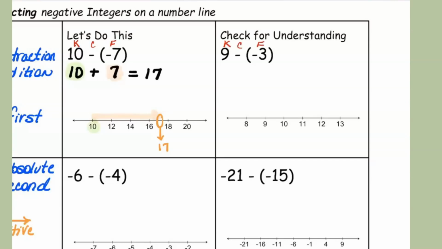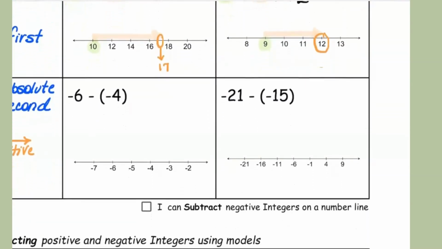All right, welcome back. Let's keep, change, flip this problem. We're going to keep the 9, change the subtraction to an addition, and then flip that negative 3 to a positive 3. So the way we put that on our number line is that first value gets highlighted, and we're going to highlight 9 on our number line. And then we are going to move 3 spaces in the positive direction. So 9 plus 3 is 12. And you can easily see that on our number line.